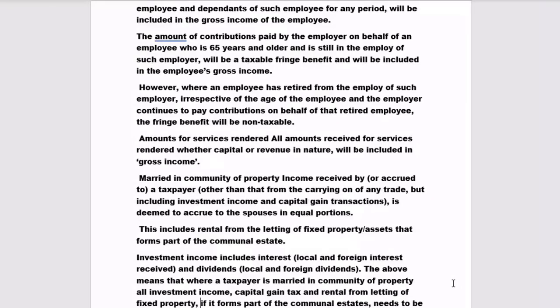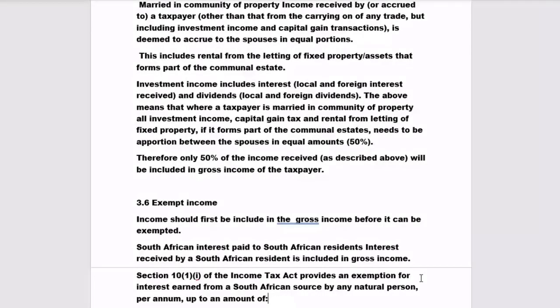However, if there's a transaction that involves capital gains, unfortunately we just have to add it. We just have to see how much are the gains or the losses, and then they form part of your income tax framework structure. This includes the rental from the letting of fixed properties, assets that form part of the communal estates. And the investment income includes your interest, local and foreign interest received, and the dividends, which are also local and foreign dividends.